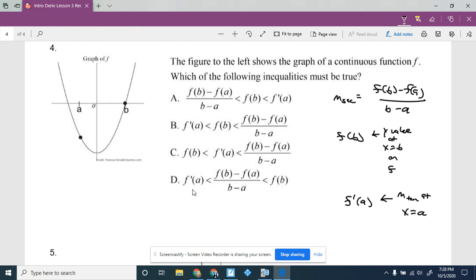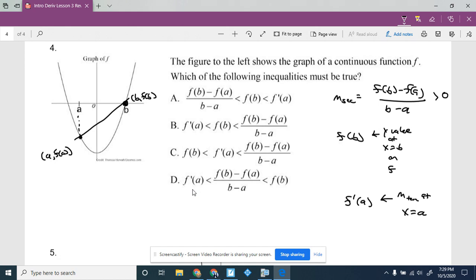So what would f of b minus f of a over b minus a be? Well, this is the point b, f of b, because it's x equals b. This here would be the point a, f of a. So now if I drew in that secant line, I don't know what that would be, but I know it's positive, so I know this is greater than 0, right?